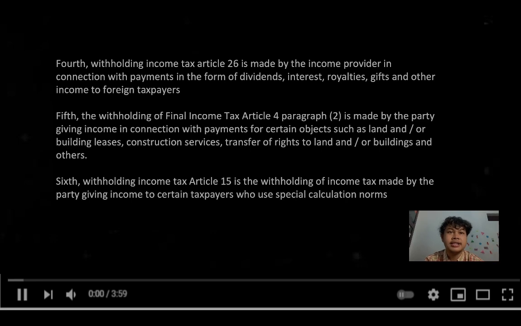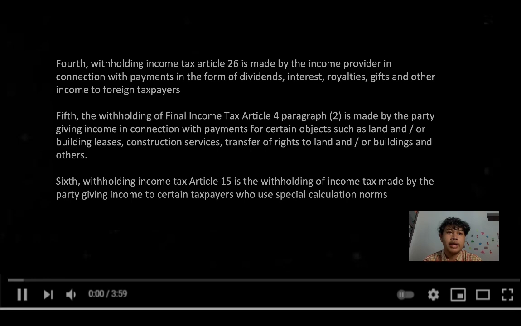What is meant here is that the tax is withheld and collected by the income provider or paid by the income recipient himself. The tax calculation has been completed and can be credited again in the calculation of income tax on the annual SPT. Corporate taxpayers are appointed to withhold Article 4, paragraph 2 income tax, while individual WPs are not appointed to withhold Article 4, paragraph 2 income tax.